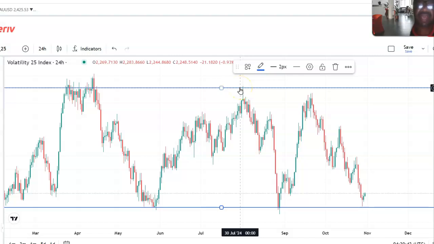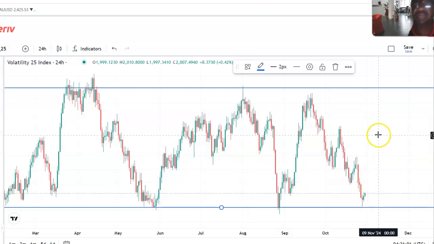Range. It goes here, I sell. Then it goes down again, I buy. It goes back to this place, I sell. It goes back to this place where price is currently doing at 2007. So what I'll do is I will place my buy. I can buy at this point. Then when price gets to this level, I still sell.